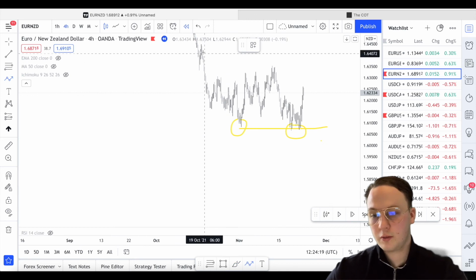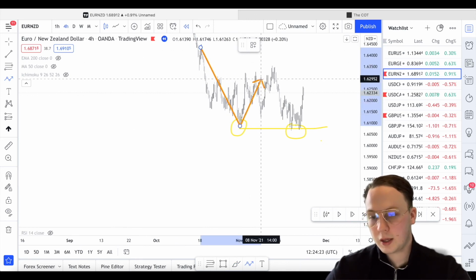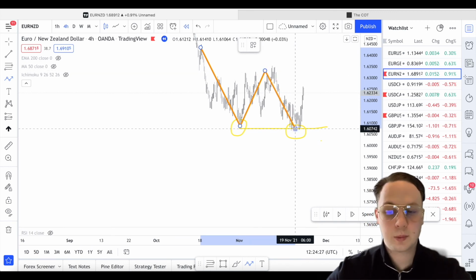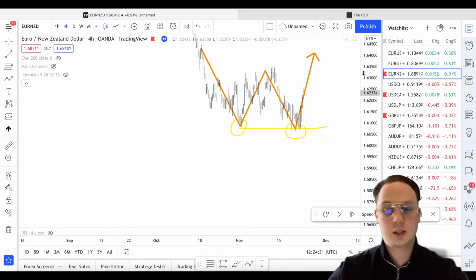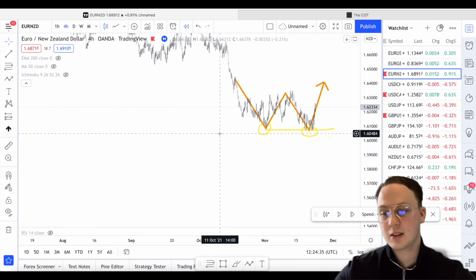If I draw this on very simply, so you can see we've had a push to the downside. The market came back up, came for a second retest of this support zone, failed to break below, and then what we're expecting is the market to continue to the upside. If I draw it on like this, it becomes very clear that this is in fact a double bottom.